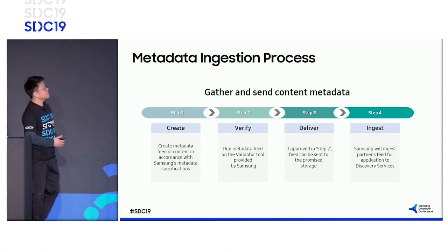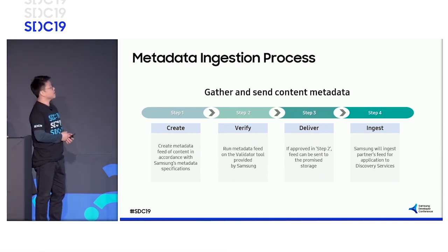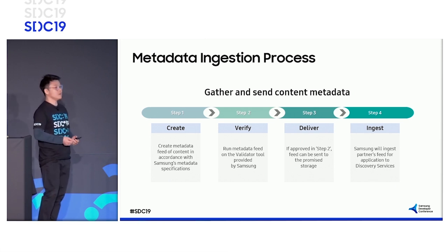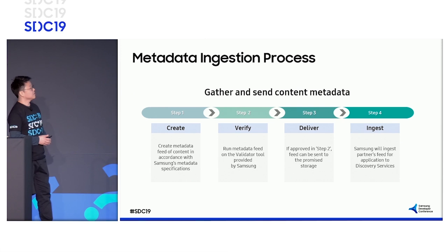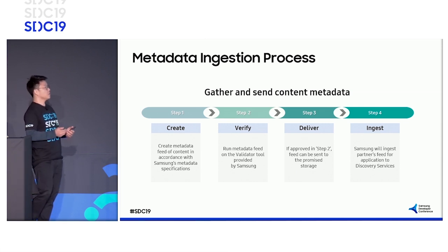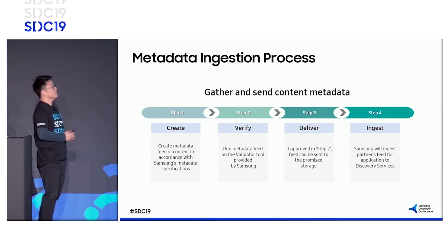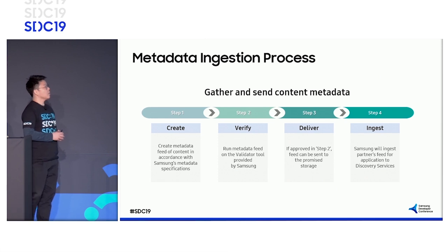Let me summarize the whole metadata ingestion process. First, create your feed file following our spec. And when it's done, submit your feed file to this validator to check whether it's following our spec or not. When all the programs in the feed file are following our spec, you can submit the file to us. Then the ingestion will be started.